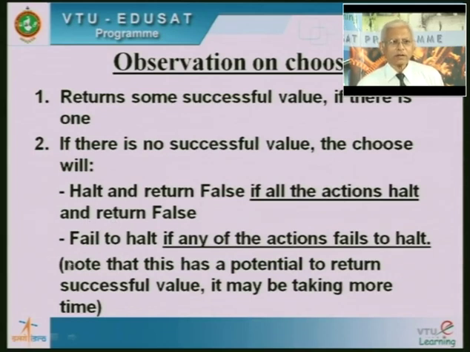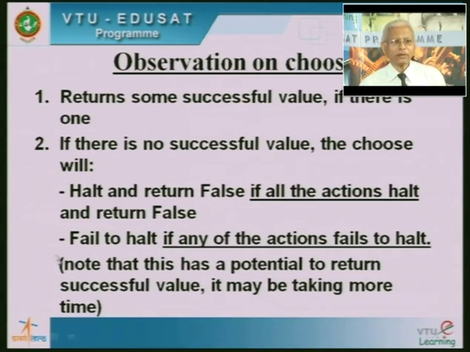Okay. And fails to halt, for example, one action is there, it goes on and on. So, that means one particular action fails to halt. Note that this has a potential to return, again the same problem as you need to compare it with the halting problem. Just because it has not halted, it does not mean that it is not going to halt in another 2 minutes. But you do not know.